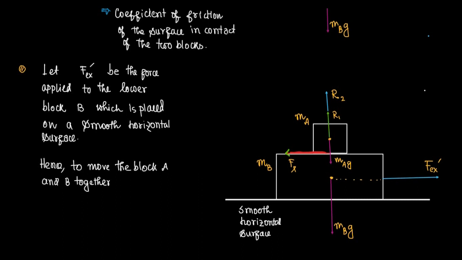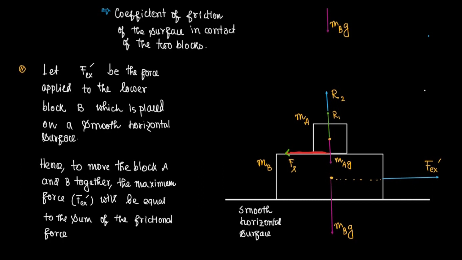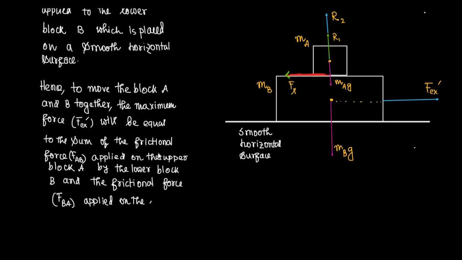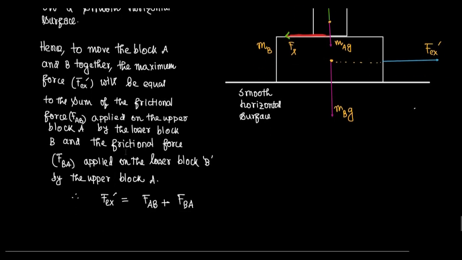Hence, to move blocks A and B together, the maximum value of the force Fex prime will be equal to the sum of the frictional force FAB applied on the upper block A by the lower block B, and the frictional force FBA applied on the lower block B by the upper block A. Therefore, Fex prime is equal to FAB plus FBA.